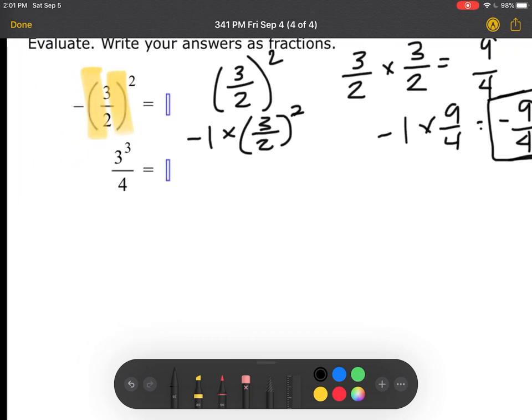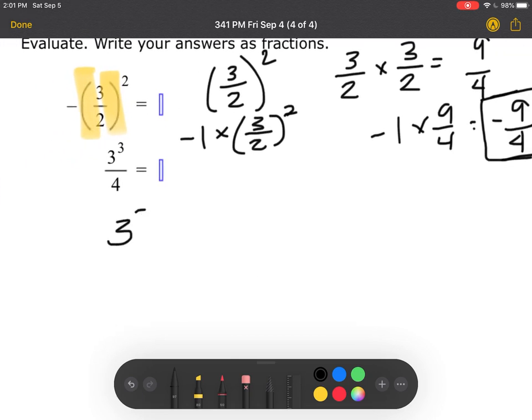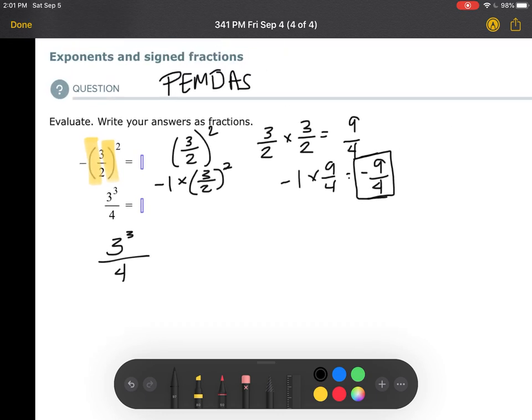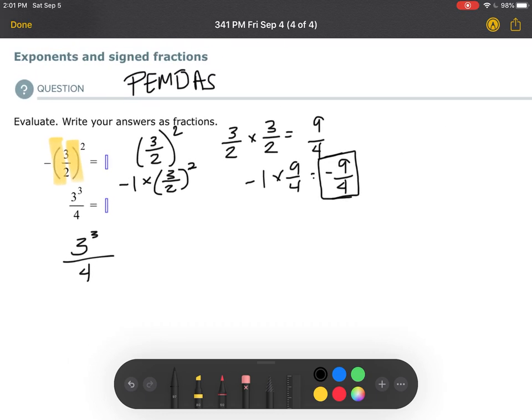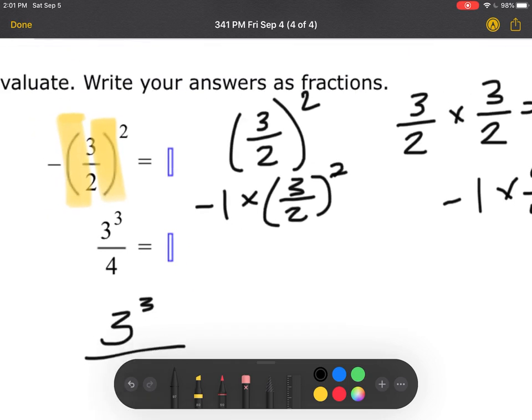For this one we have 3 cubed divided by 4. Again, sometimes people will be like, oh, this means to do the whole expression, 3 over 4, 3 times. Make sure you're seeing exactly where this is, because sometimes it can get a little tricky. The 3 is being cubed, not the whole expression.